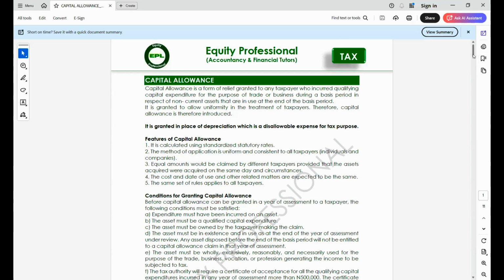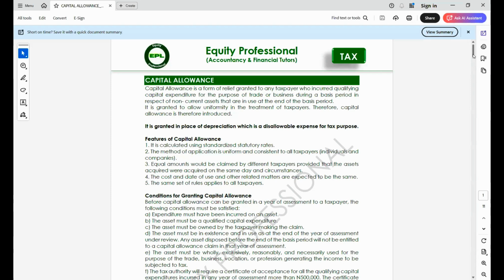Under our financial accounting, when you buy a non-current asset for the purpose of business, what we normally do is charge depreciation annually on that non-current asset. That depreciation is spread over the number of years that we are going to make use of that asset for the purpose of getting back the money. The same thing is applicable for capital allowance.